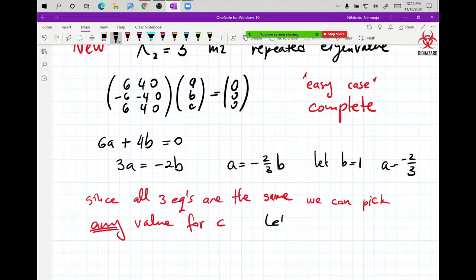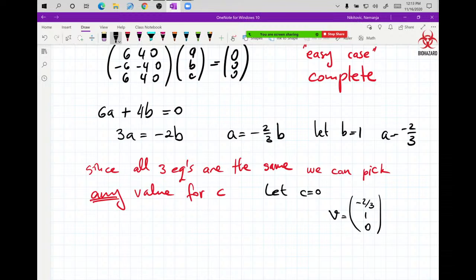So let it be 0. Or 1 or negative 7. I really don't care. And you are getting your vector V, right, to be negative 2/3, 1, and 0. Now, you can pick 7 if you want. It really doesn't matter. Okay. Now, how do we put our solution together in this case? Well, see, there is another vector that you can pick which would also work.